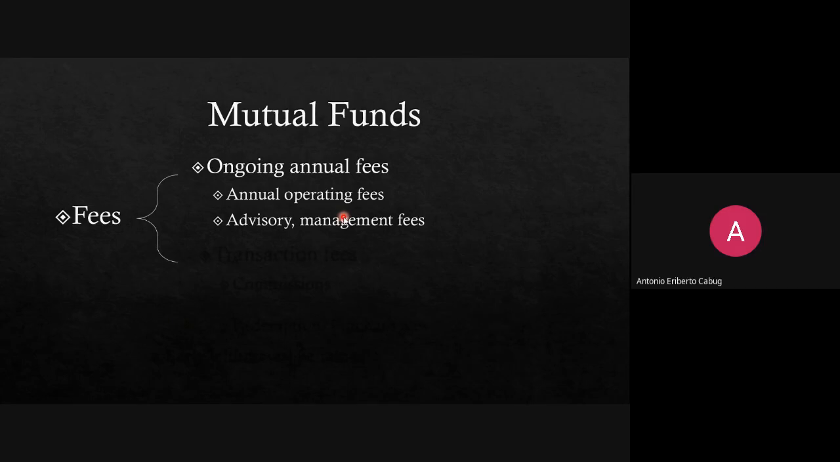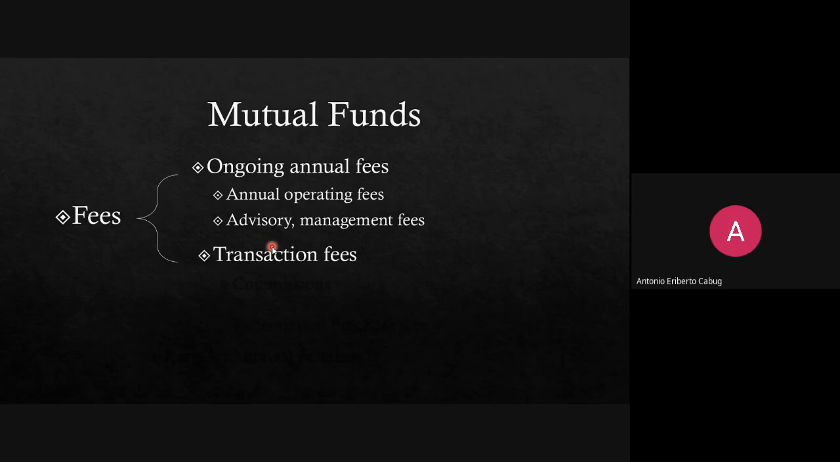Advisory management fees, especially the salary of the fund manager. Okay? Isa yan sa mga binabantayan dyan. Yung salary ng manager. Baka mamaya dyan sa mutual fund, yung pera mo ginagamit na lang pambayad sa sahod ng manager. Okay? So, mutual funds, the ongoing annual fees include the annual operating fees. This includes advisory and management fees. They are incurred every year, of course, every day. They are usually fixed for a year. You can budget it as a fixed cost for a year.